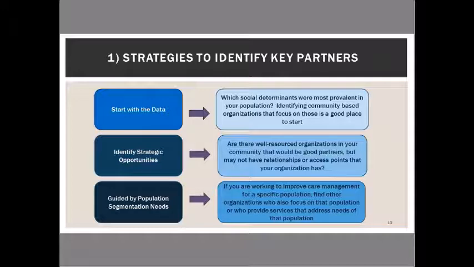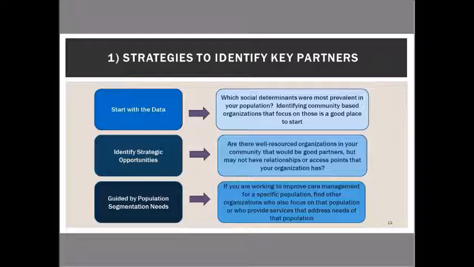Another way you can identify key partners is by identifying strategic opportunities. So you may have some very well-resourced organizations in your community that would be excellent partners, but they may not have the access points that your organization has, because maybe they just don't have as many clients coming in and out of their doors as you do as a healthcare organization. So that's an opportunity to identify those that would really benefit by having a referral system with you, and then you would benefit because you'll be working with a very well-resourced and very knowledgeable organization that's focusing on a particular social determinant or many social determinants.